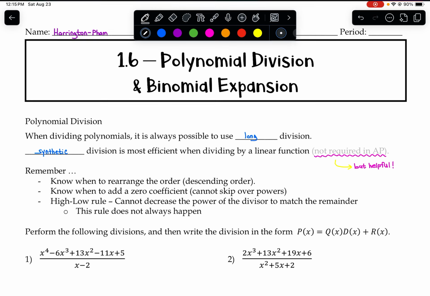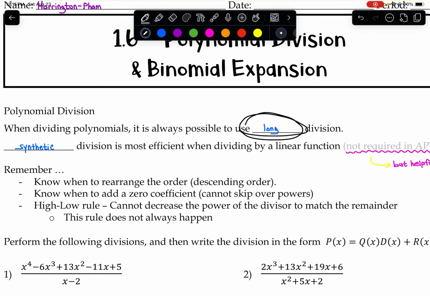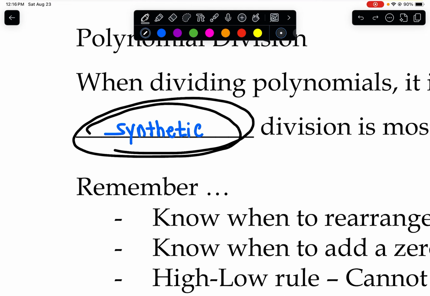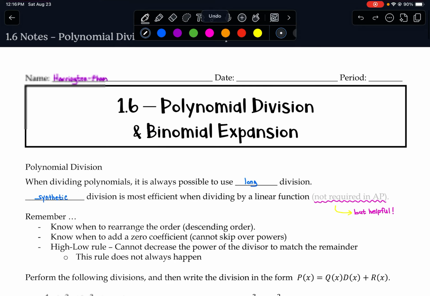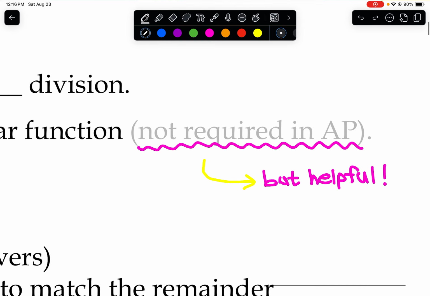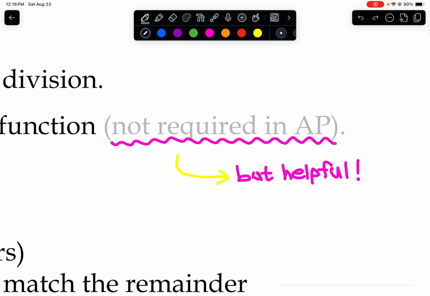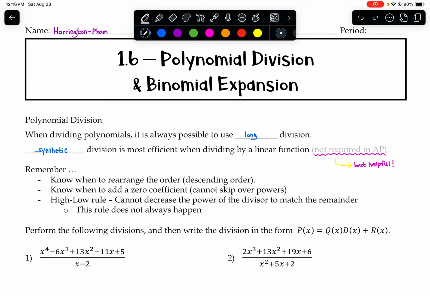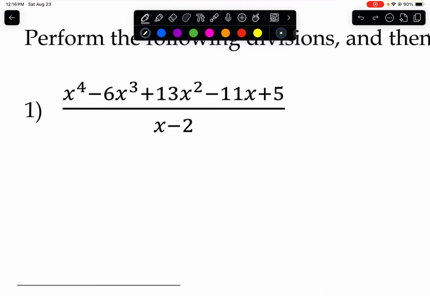So, when looking at polynomial division, as you've probably seen before in your Algebra 1 or even Algebra 2 days, it's always possible to do long division with polynomials. Now, when we're dividing by a linear function, it's going to be beneficial to know how to do synthetic division. I will say for AP Pre-Cal cases, you're not required to know synthetic division, but knowing synthetic division and using it when possible can be such a game changer because it can save you a lot of time and a lot of headache. So we're just going to dive right into dividing.